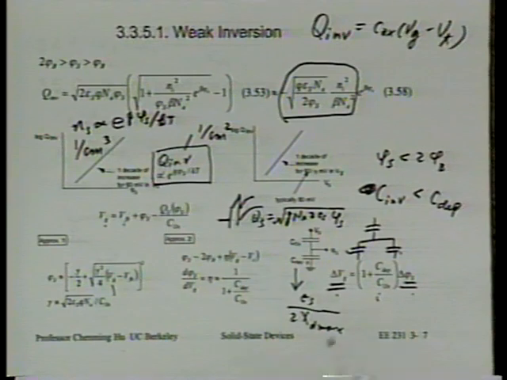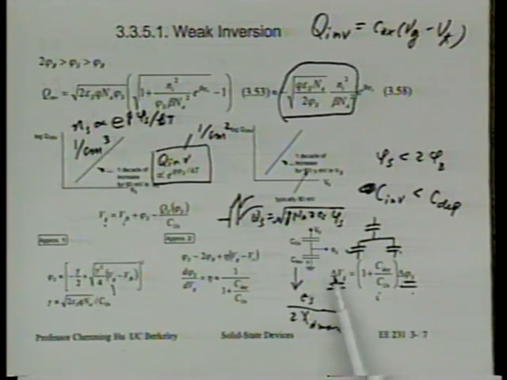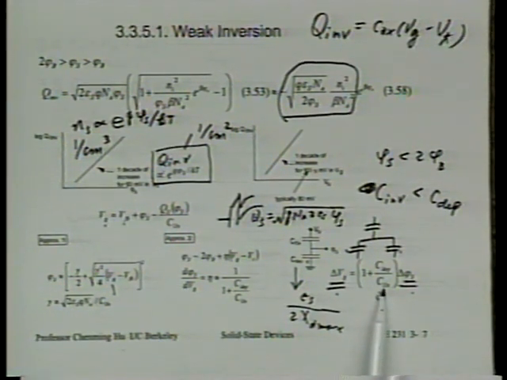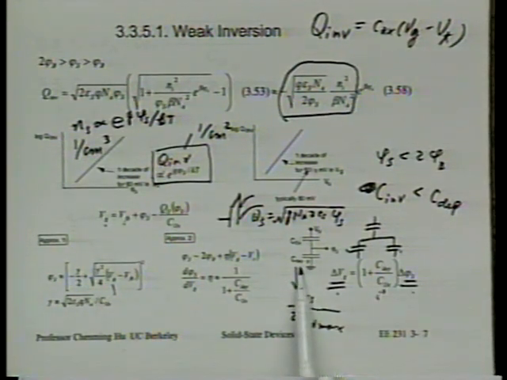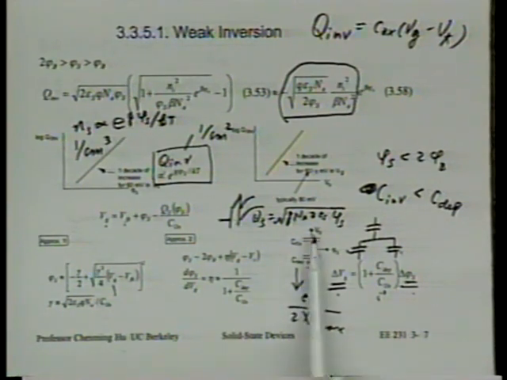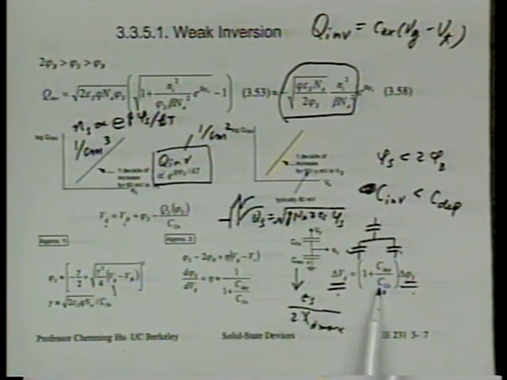I'll give you one example. Let's say Cox is infinity. If Cox is infinity, what do you expect the relationship between delta Vg and delta phi s to be? If Cox is infinity, then delta Vg is equal to delta phi s. Is that right? Does that make sense? Similarly, if C depletion is infinity, then what's the relationship between delta Vg and delta phi s? Delta phi s will always be 0. Is that right? And that makes sense. Delta Vg is equal to infinity times delta phi s. Therefore, delta phi s has to be 0.